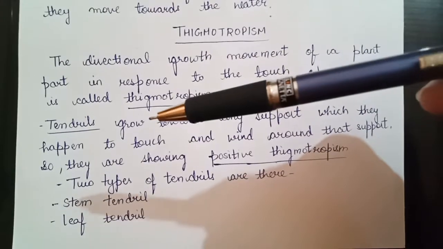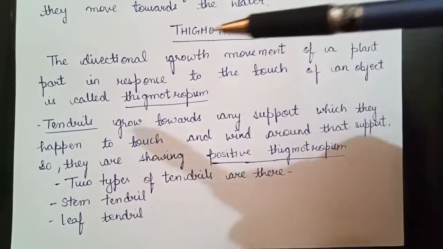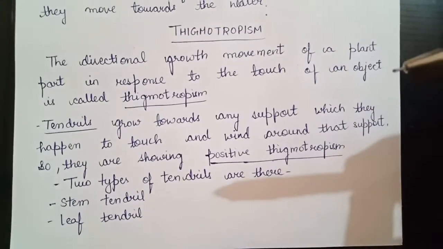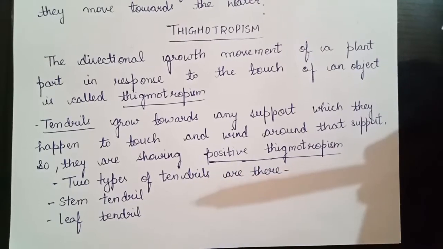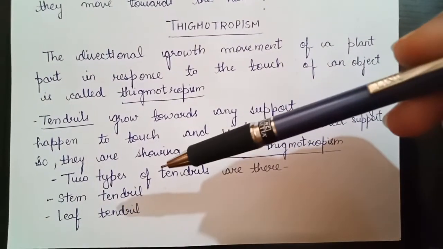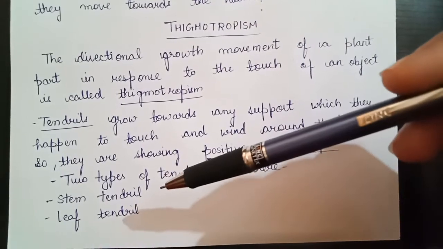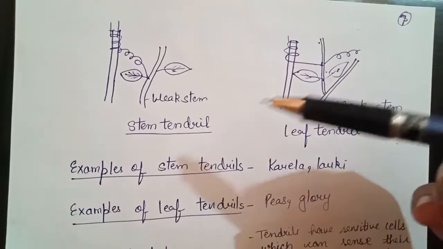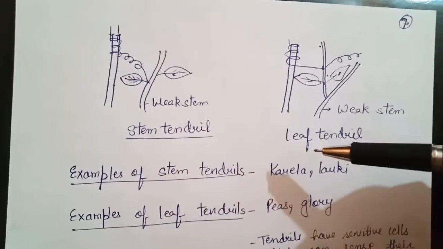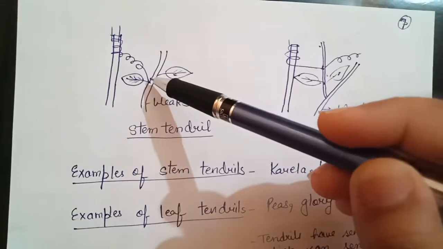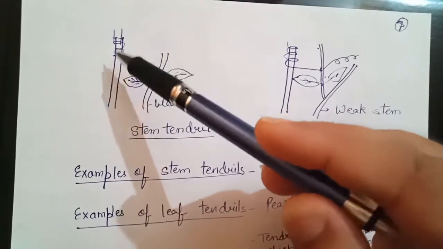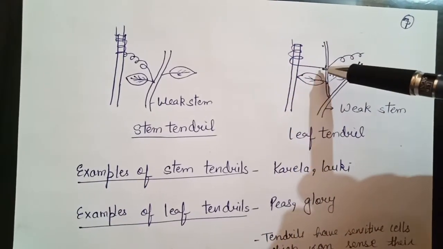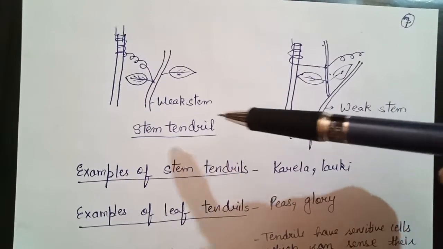Now when the tendrils grow towards any support and coil around the support, it is known as positive thigmotropism. Tendrils are also of two types: one is the stem tendril, and the second is the leaf tendril. This is the diagram of the stem tendril and the leaf tendril. Stem tendril means the stem forms the tendril, and leaf tendril means the leaf forms the tendril. These tendrils are modifications.